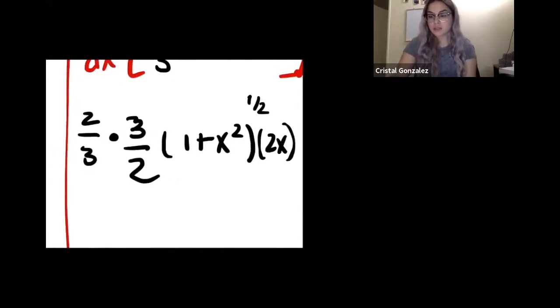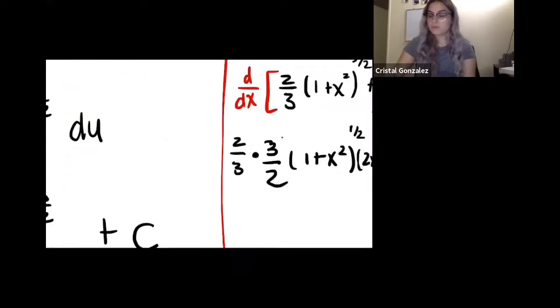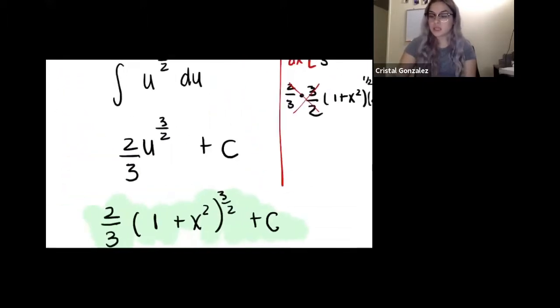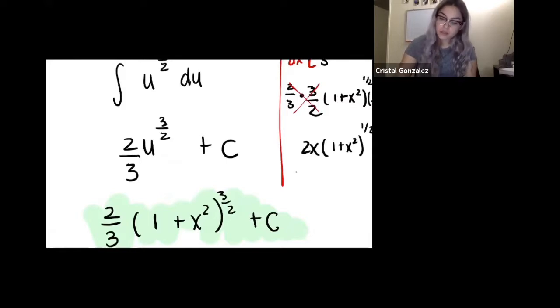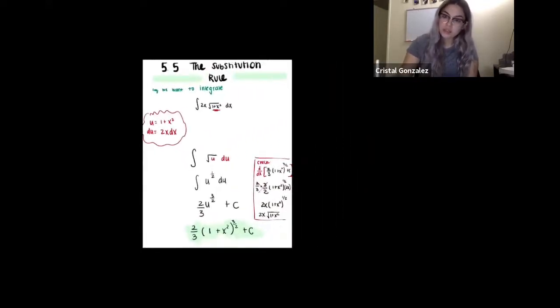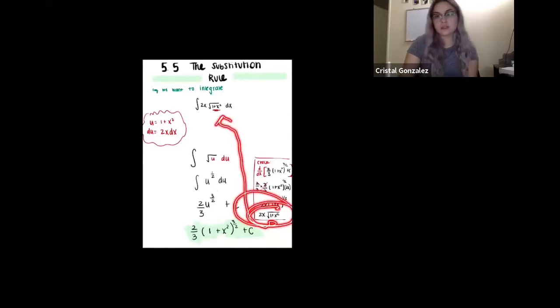Perfect. And now this just goes away. Boom, boom. And we get 2x times 1 plus x squared raised to the 1/2 power, which is the same thing as 2x and the square root of 1 plus x squared. Which, isn't this the same as that? Well, it is, isn't it? Interesting. That's how you're going to know that you did it right.